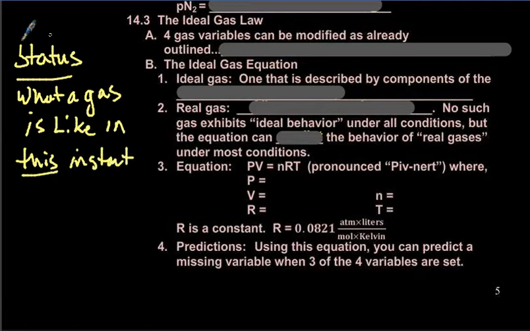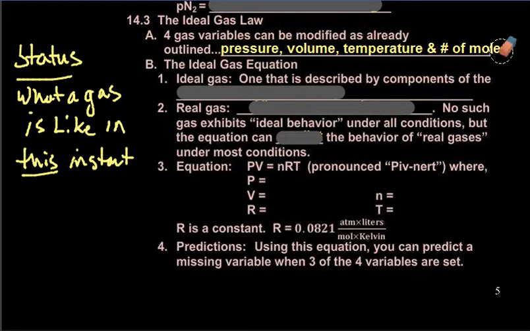So, we use the four variables that we've already talked about: pressure, volume, temperature, and the number of moles. All four of these are going to be able to describe any particular kind of gas in a very consistent way. Now, what is an ideal gas? An ideal gas is one that is described by the components of the kinetic molecular theory, also known as the KMT.